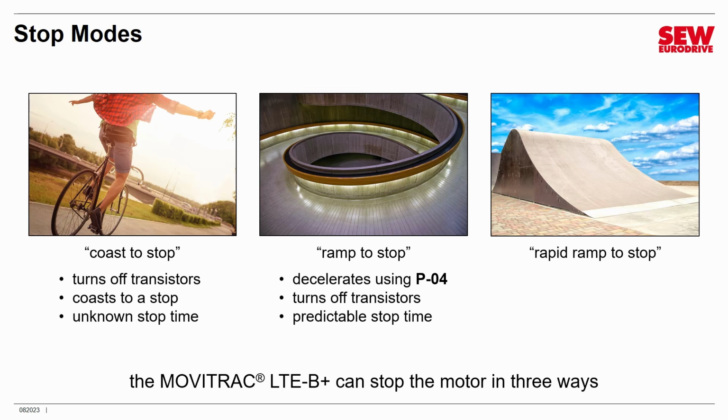Rapid ramp to a stop works exactly the same way, but it uses a different parameter to get the ramp value. It goes to parameter 24, which is in the extended parameter set, and it's usually set to a very short value, so you get a quick deceleration. So that is rapid ramp to a stop.